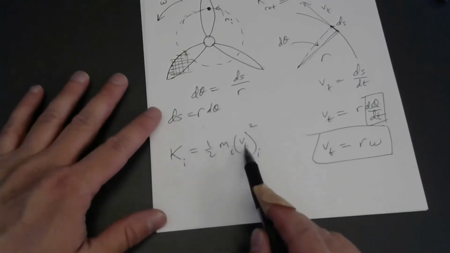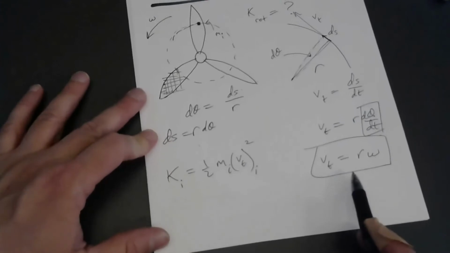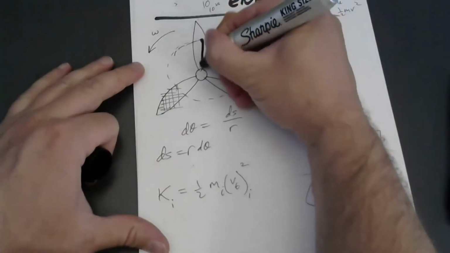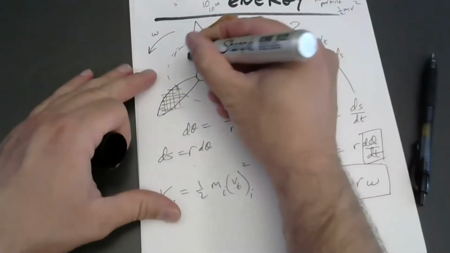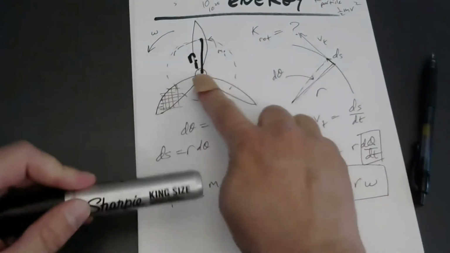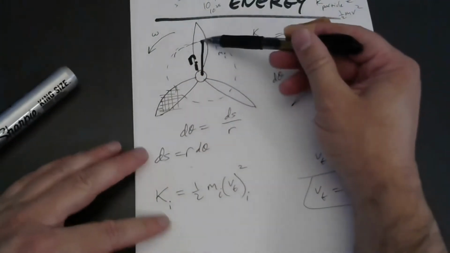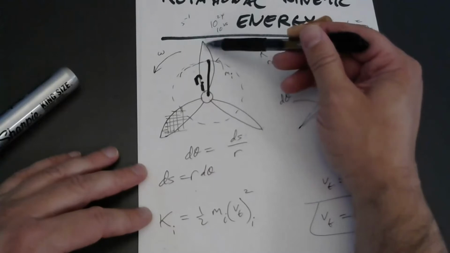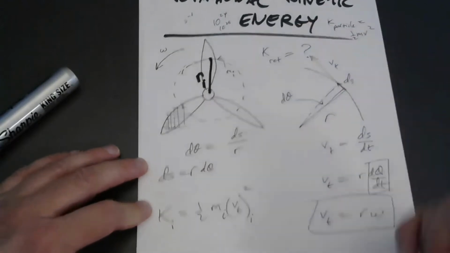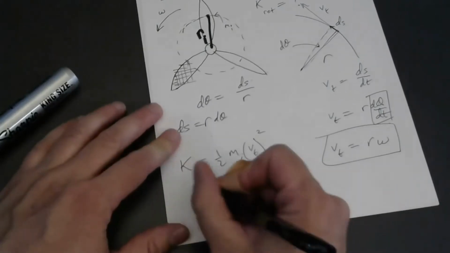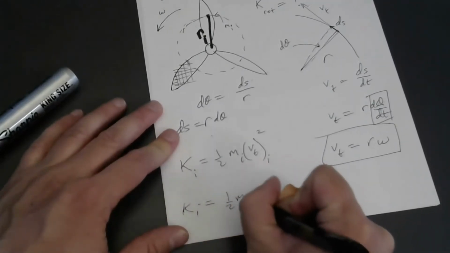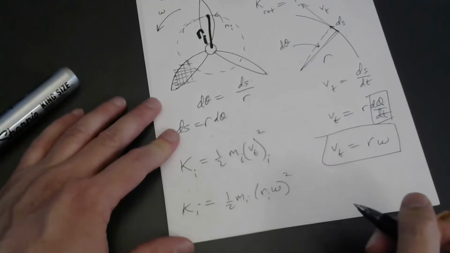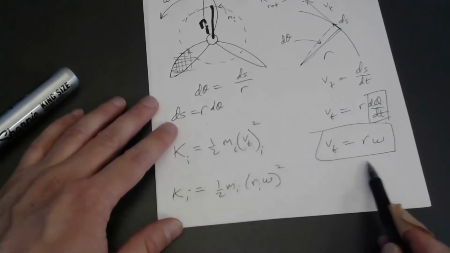Okay, so here I will substitute. The tangential velocity of the ith particle would be the distance of the ith particle from the axis. So I'm going to label that distance r sub i. And notice that that distance depends on which particle you're looking at. If we looked at a particle at the tip of the propeller blade, that particle would be farther from the axis of rotation, and so r would have a greater value. So r does depend on which particle you're talking about. Here's where I will plug in r sub i omega squared. So instead of V tangential, I'm using this expression.